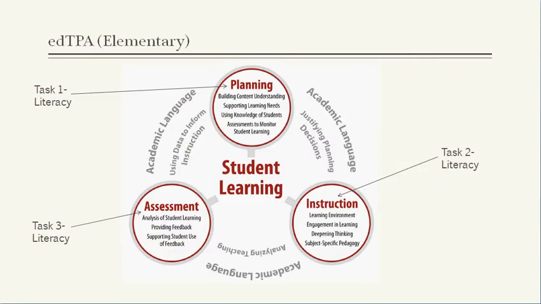There are 27 different versions of edTPA, from early childhood through secondary. But common to all versions is that they are focused on planning, instruction, and assessment. Task 1 is the planning phase, Task 2 is the implementation of those plans, and Task 3 is about analyzing the results of a planned assessment.